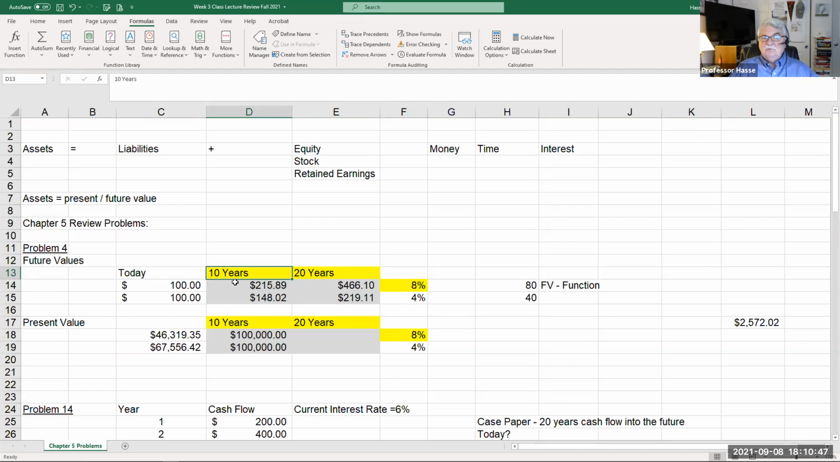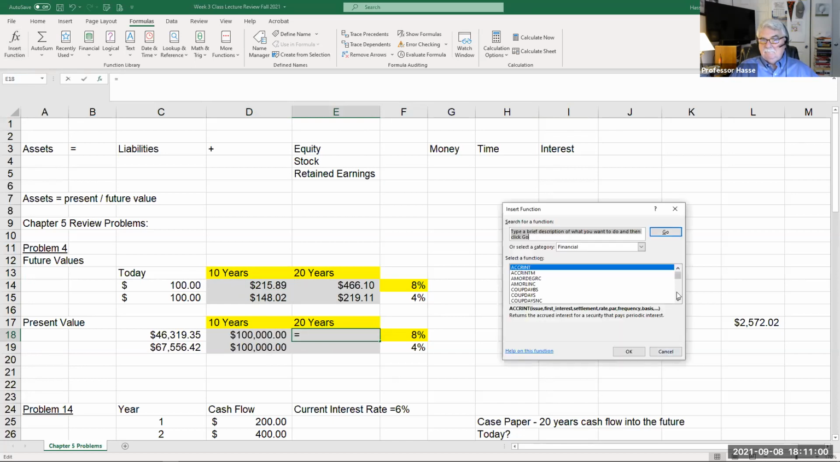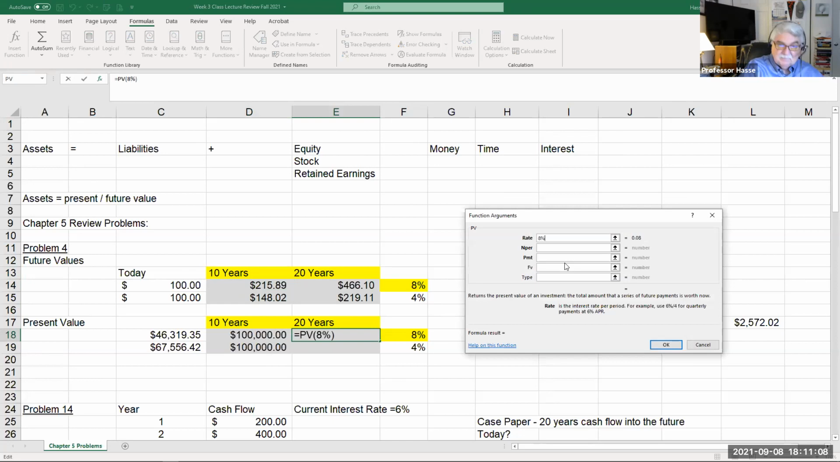All right, well, let's look at 20 years. What happens if I wanted to have $100,000 in 20 years? What do I need today to put it aside at 8%? Let's see what that would be. Present value, 8%, 20 years, and I'm going to need $100,000 in 20 years.